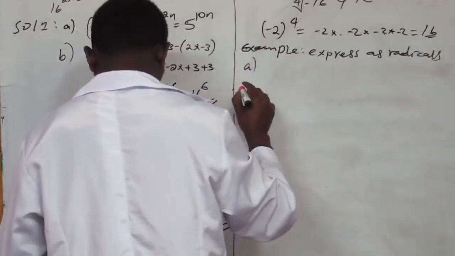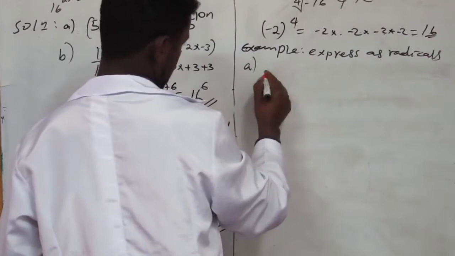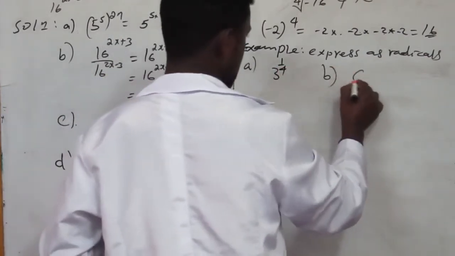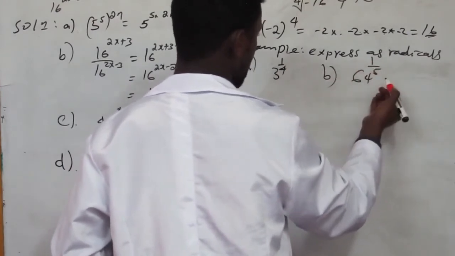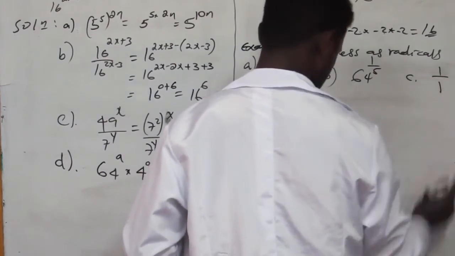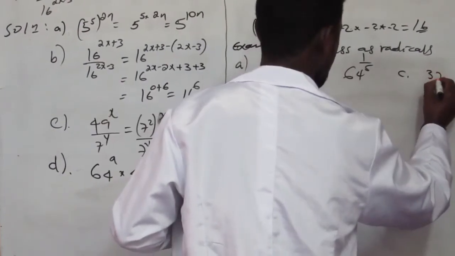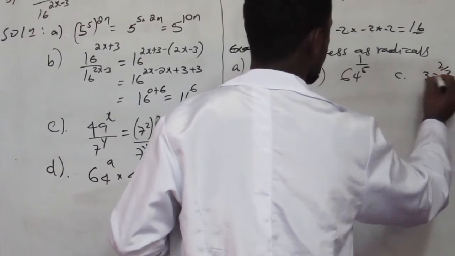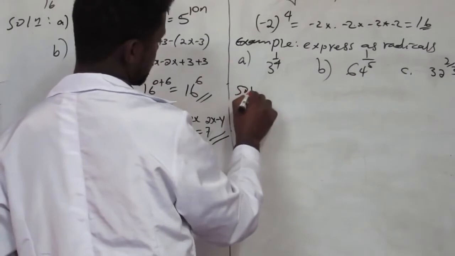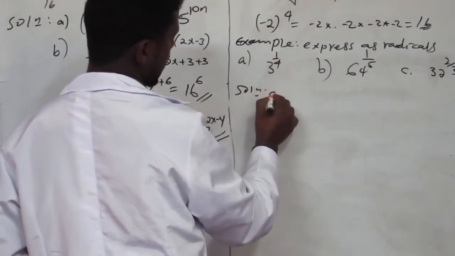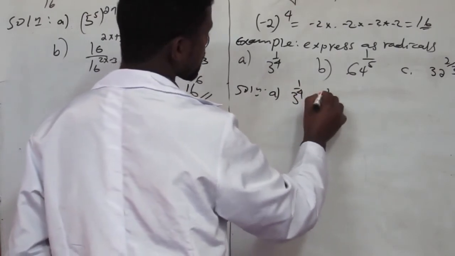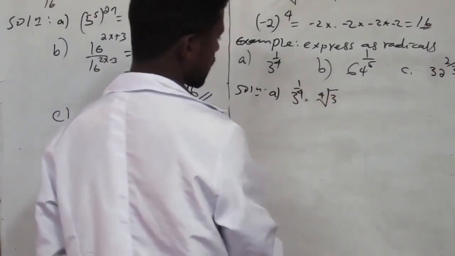A is 3 to the power of 1 over 4. B is 64 to the power of 1 over 5. C is 32 to the power of 2 over 3. Let's write these in radical form. See, the solution part becomes what? 3 to the power of 1 over 4 means, consider the 4th root of 3, right? The 4th root of 3.